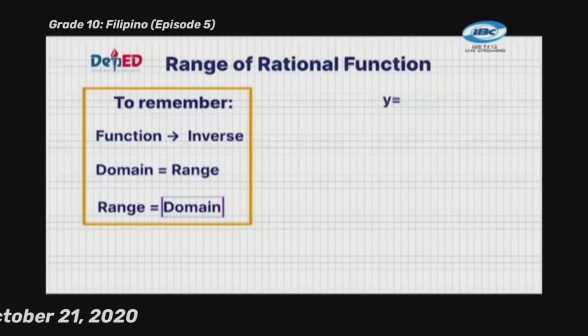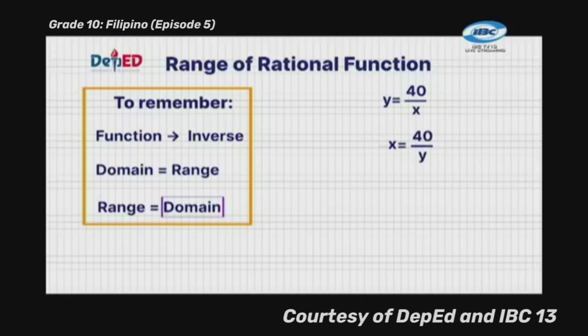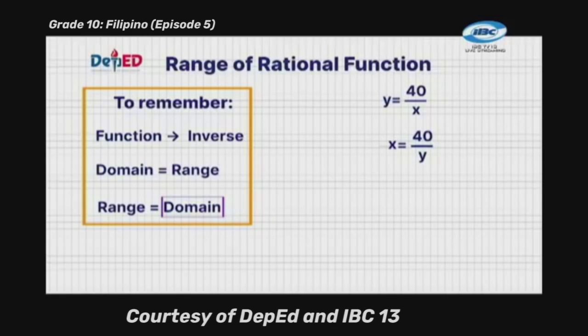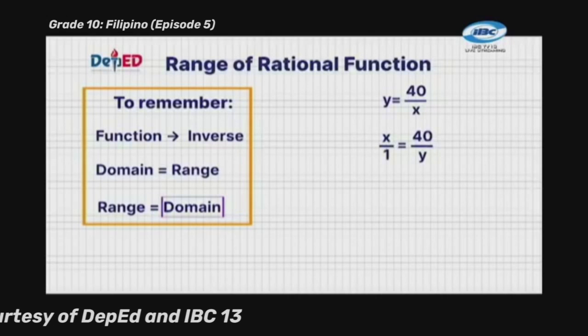Let us now move to getting the range of a rational function. But before going to that, let us recall ideas on inverse of a function. We say that the domain of a function is equal to the range of its inverse. Also, its range is equal to the domain of its inverse. So for us to get the range of this rational function, we have to get the domain of its inverse.